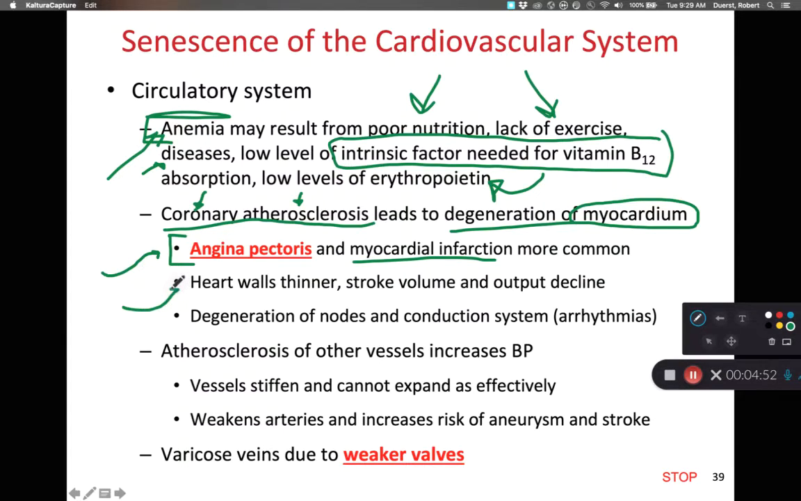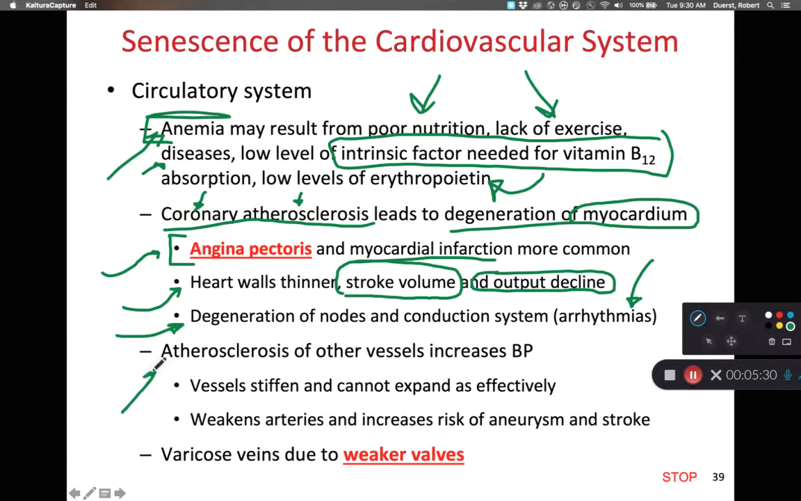The heart itself tends to become thinner, and that thinning of the myocardium causes the stroke volume of the heart to go down because the heart contracts its chambers with less force. And as stroke volume goes down, cardiac output goes down. We also find that there can be a degeneration of the nodes within our conduction system, the sinoatrial node and the atrioventricular node. This can lead to irregular heartbeats or arrhythmias of the heart.